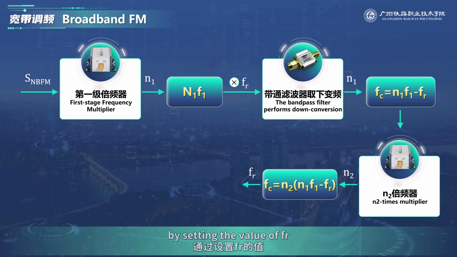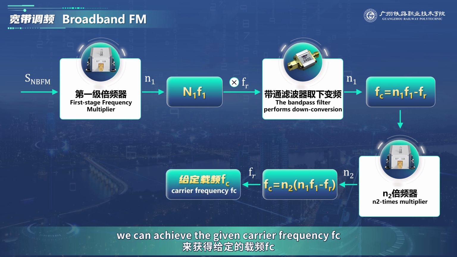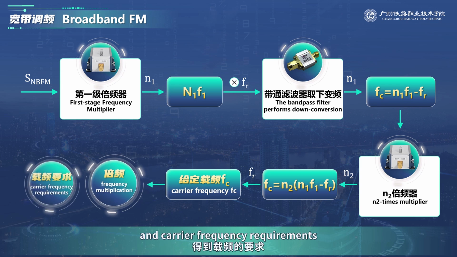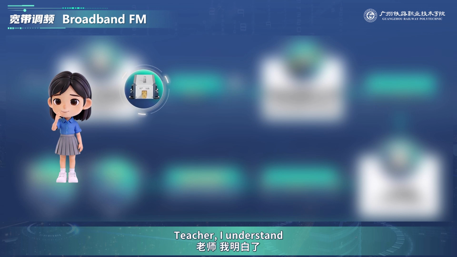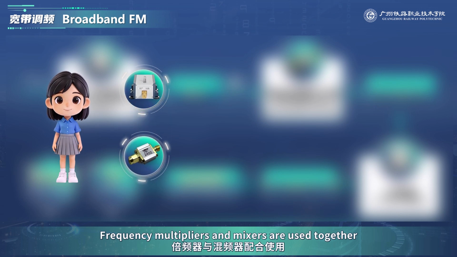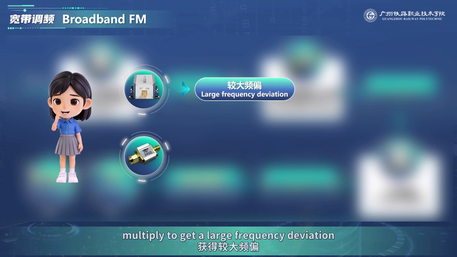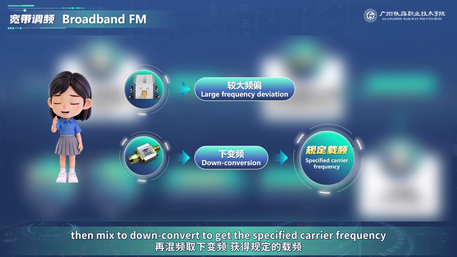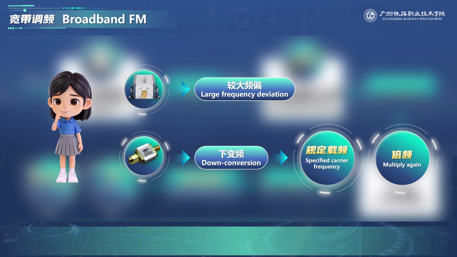In this way, by setting the value of fr, we can achieve the given carrier frequency fc, thus meeting both the frequency multiplication and carrier frequency requirements. Teacher, I understand. Frequency multipliers and mixers are used together. First, multiply to get a large frequency deviation, then mix to downconvert to get the specified carrier frequency, and then multiply again. Wow, that's so clever and perfect.